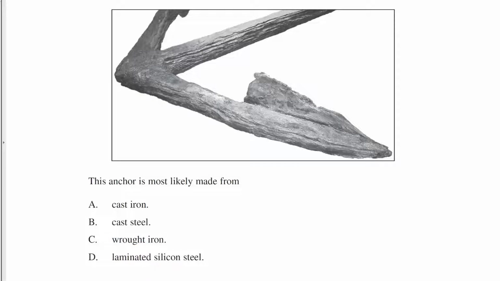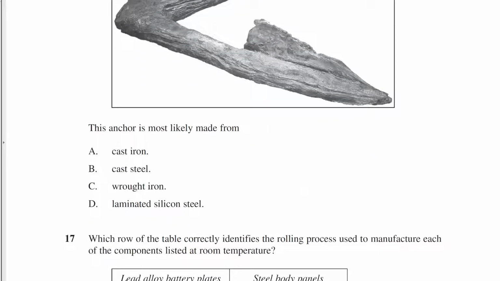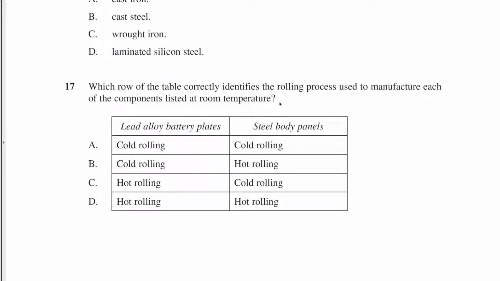Moving on from that, the next thing is, we can see the grains have followed the shape of the object, which makes it look like it's been forged rather than cast. And if you're thinking forging, well, that helps you to say, well, it's probably been wrought iron rather than cast iron. Okay, now this question is quite tough.